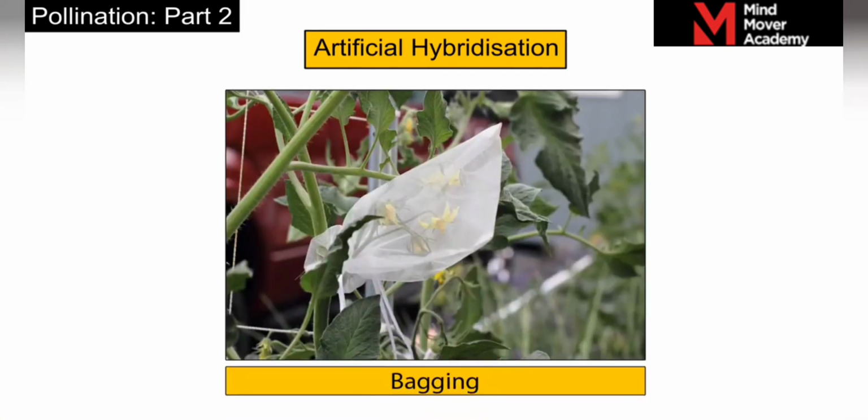If the female parent produces unisexual flowers, there is no need for emasculation. The female flower buds are bagged before the flowers open. When the stigma becomes receptive, pollination is carried out using the desired pollen, and the flower is rebagged.